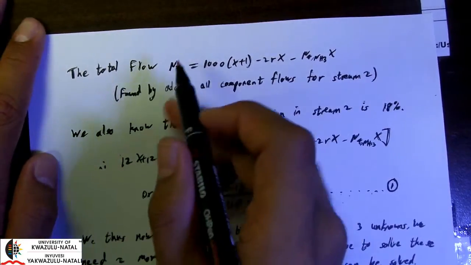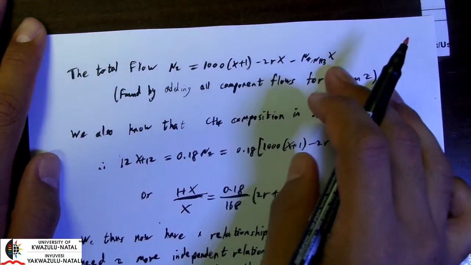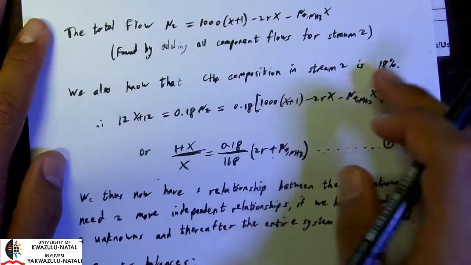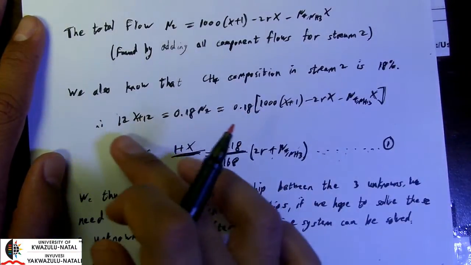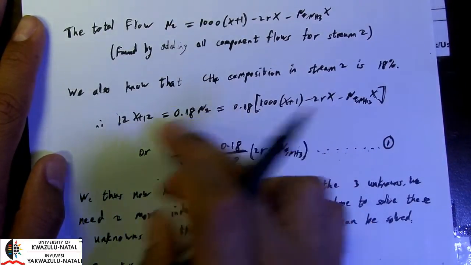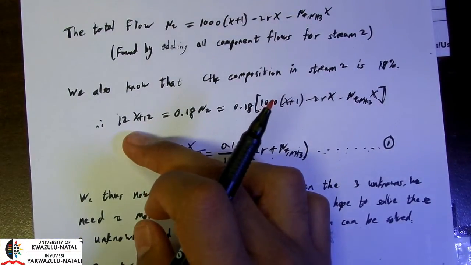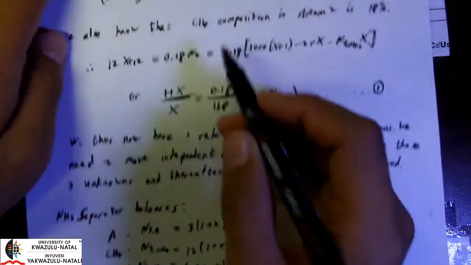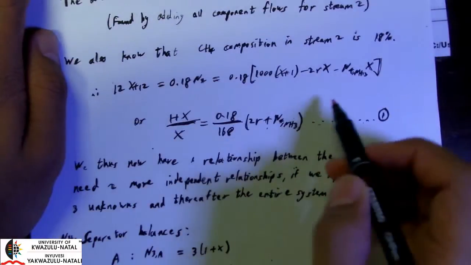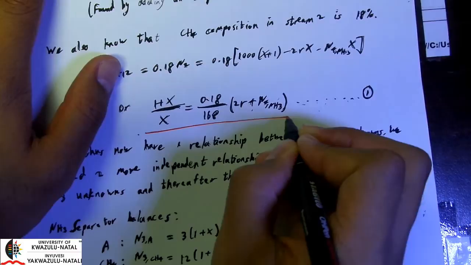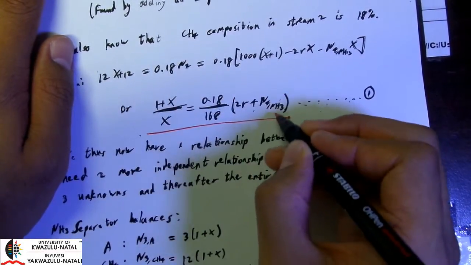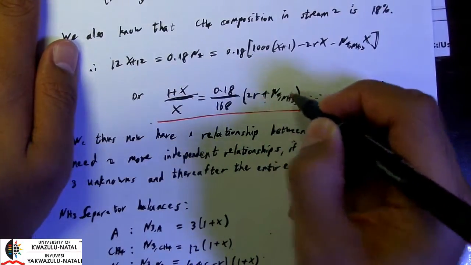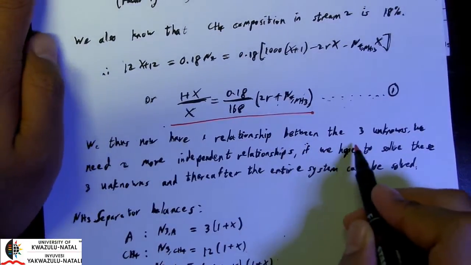One more interesting fact is that we can express our total flow N2 by adding up all of our component flows, and we obtain the following. Now we also know that the CH4 composition is 18%. So we can write out our CH4 composition as follows: 18% of N2, and that's equal to 12x plus 12, as we've seen before in the previous slide. There it is over here. So let's try and solve this, and ultimately we end up getting an expression relating X to R and N4 NH3. We are establishing that X is actually dependent on R and N4 NH3. So we now have one relationship between the 3 unknowns.